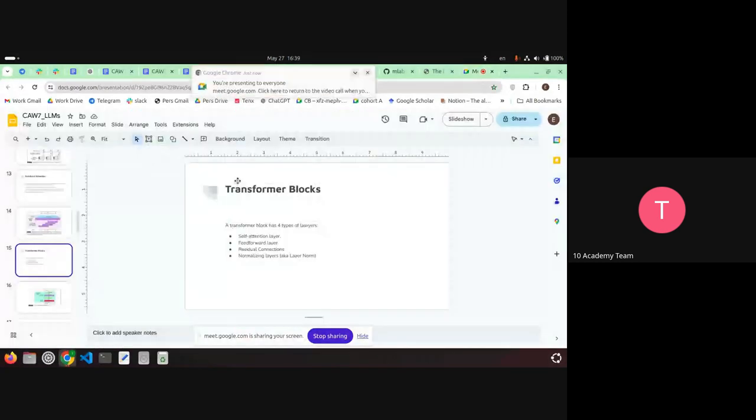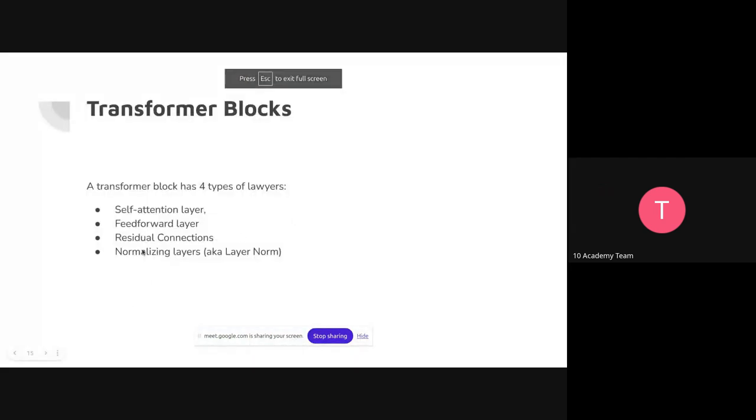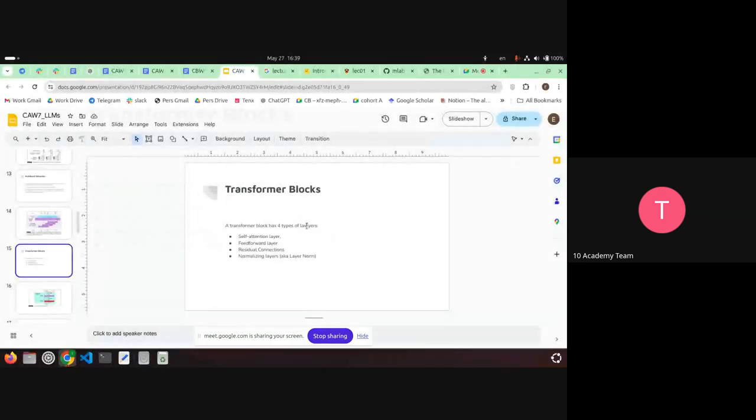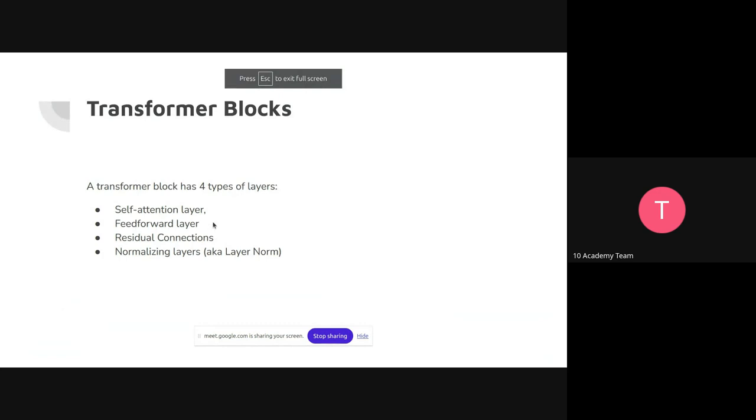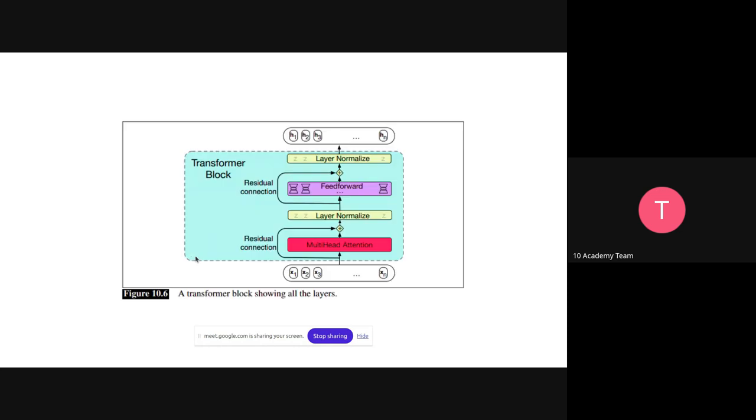So as I said, this is just a general thing. A transformer model is going to be built of transformer blocks, and it can have several. Each block will have four types of layers. We'll have a self-attention layer, as I said, and there is a feed-forward layer, which you can think of as just a normal neural network layer. There are residual connections and normalizing layers. This is how it looks as a graphic.